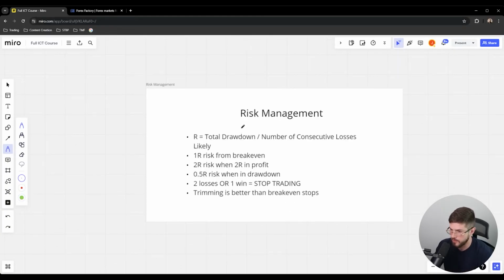Now let's talk about risk management. So R equals the total drawdown divided by the number of consecutive losses. In order to really understand how to determine what an R is for you, I see so many rookie traders say just risk a static amount, just risk 1%. I think that's really stupid, to be honest, because some people might be able to risk more, or they might be able to risk less. For example, if you're a high risk to reward trader, you probably should risk less because your win rate's probably lower. So the number of consecutive losses is probably higher.